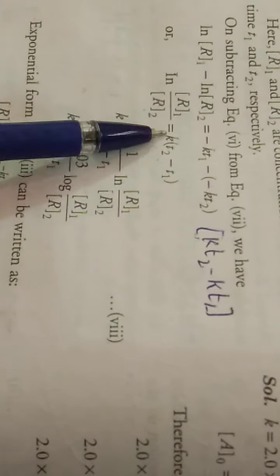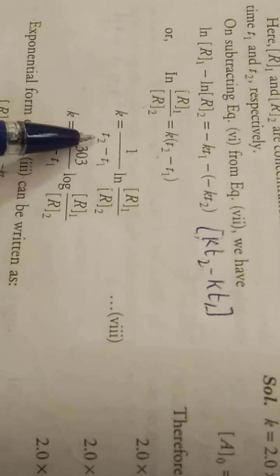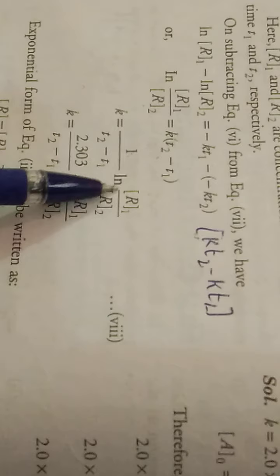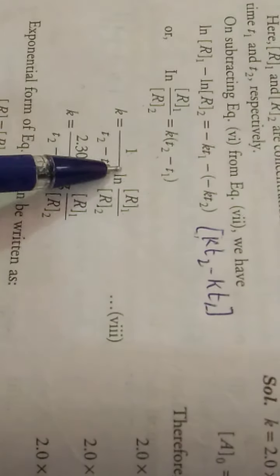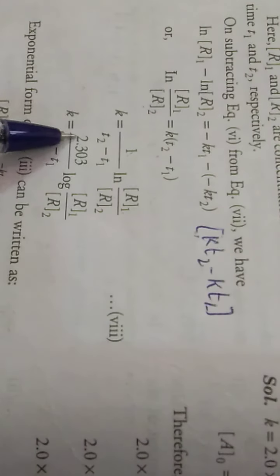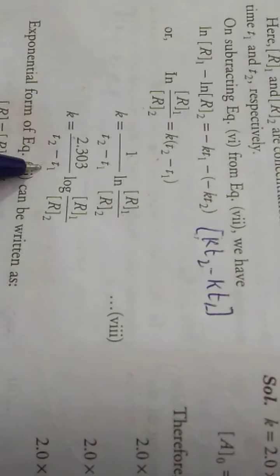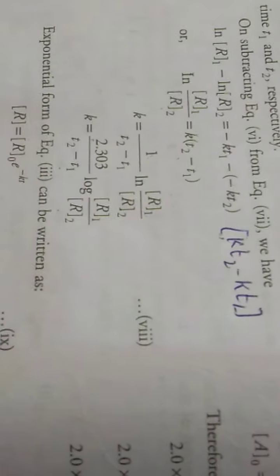Now what would be the value of k, children? This t2 minus t1 will go in the denominator. So it would be 1 upon (t2 minus t1), ln R1 upon R2. Okay, now we'll put log over here and multiply this with 2.303. So it would be 2.303 upon (t2 minus t1), log of concentration of R1 upon concentration of R2.